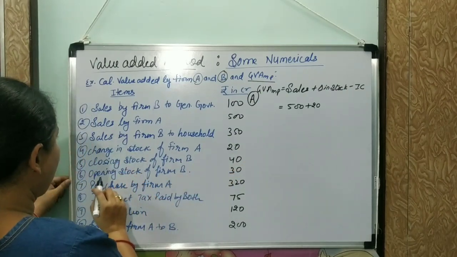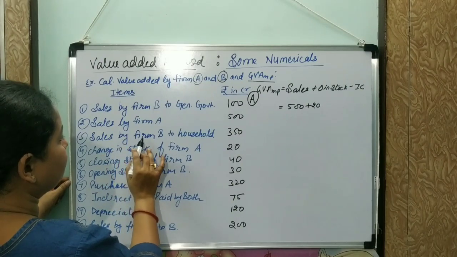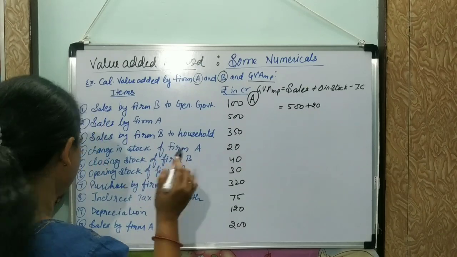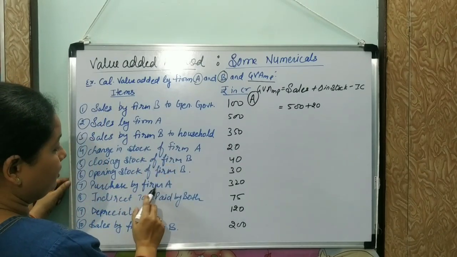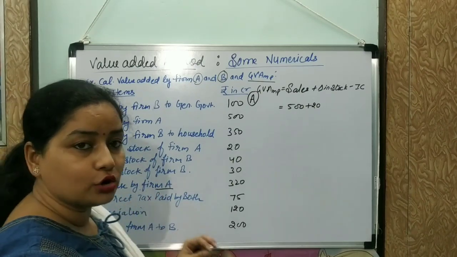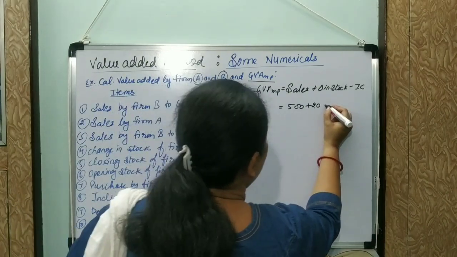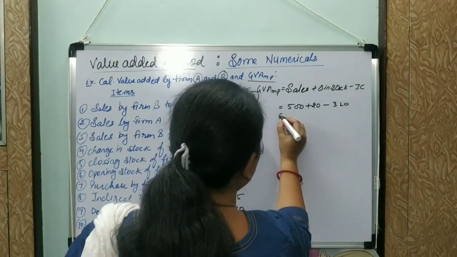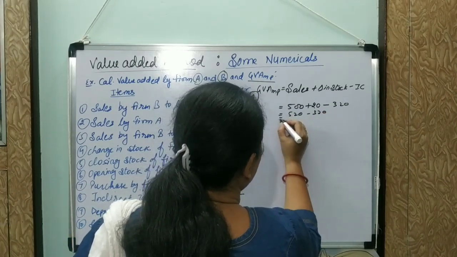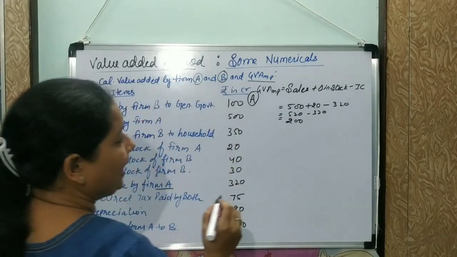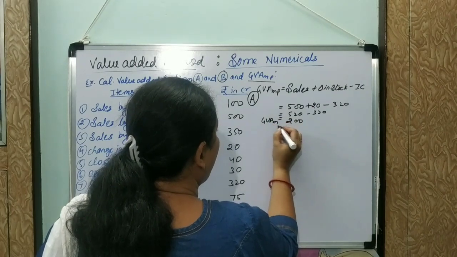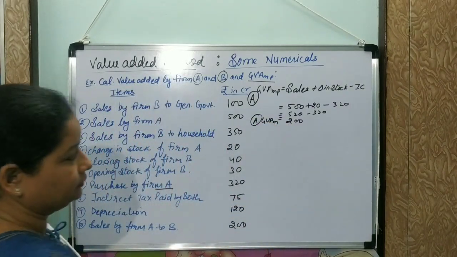For this we have sales of firm B to household. Means B sold to the government, and B sold to the household. Right. Moving to purchase by firm A. This has come to us. Purchase by firm A means intermediate cost of firm A, and that is given as 320. So when we add up, what will we get? 520 minus 320. In short, we got 200 as the GVAMP of firm A, which is 200.